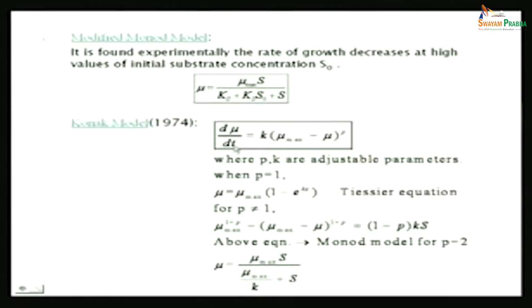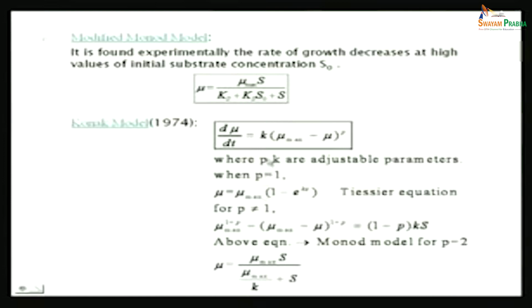Actually, I am sorry, there is a typo over here, it should be del mu/del s, not del mu/del t over here. This should be del mu/del s, the Konak model. Just make that change. So, this is del mu/del s equals k times (mu max minus mu) to the power p. So, for p equals 1, you get mu equals mu max (1 minus e to the ks). For p not equal to 1, this is what you get, and for that formula, if you put p equals 2, then you get back to the Monod model.